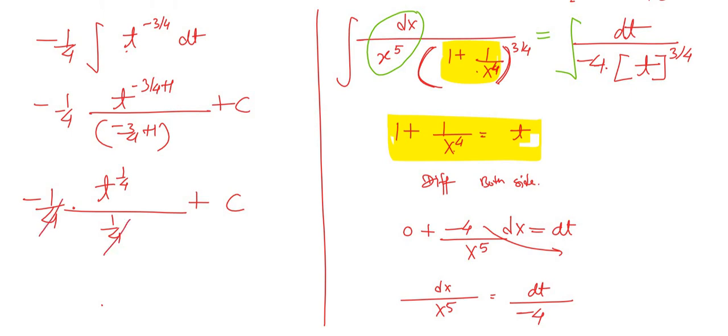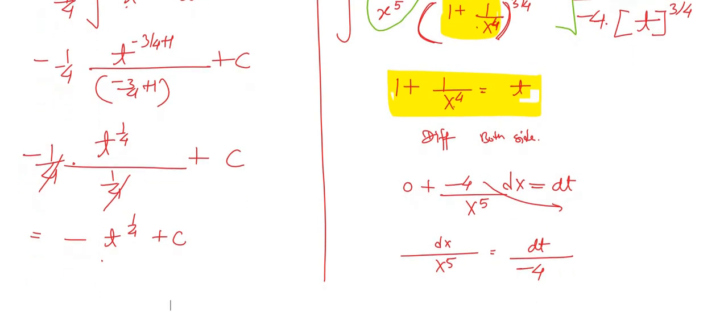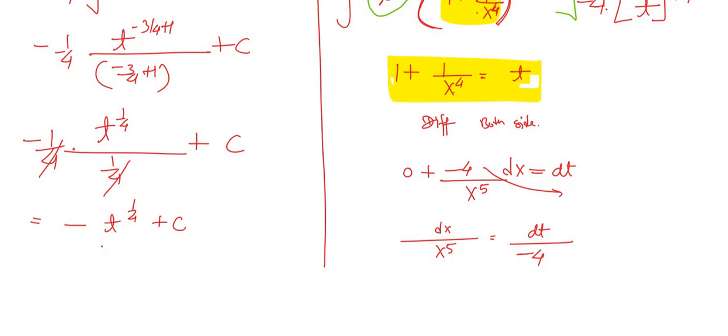This 4 and 4 will cancel. So this will be minus t raised to power 1 by 4 plus c. But what was this t? If you remember, what was t? t was 1 plus x, 1 by x raised to power 4, right? And this is power 4 plus c. This is my final answer.